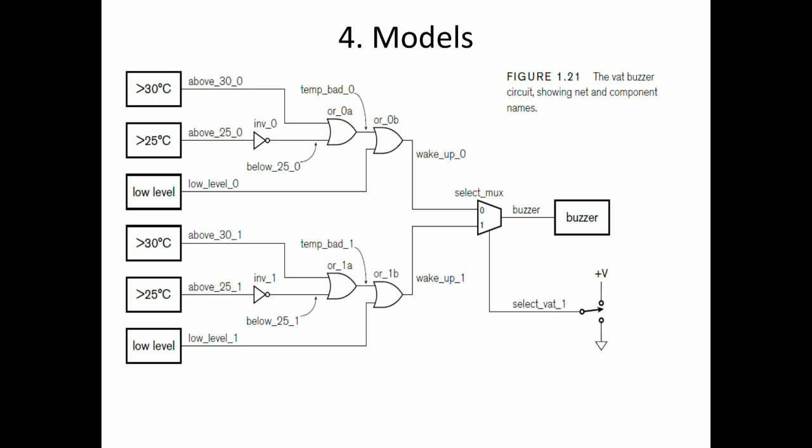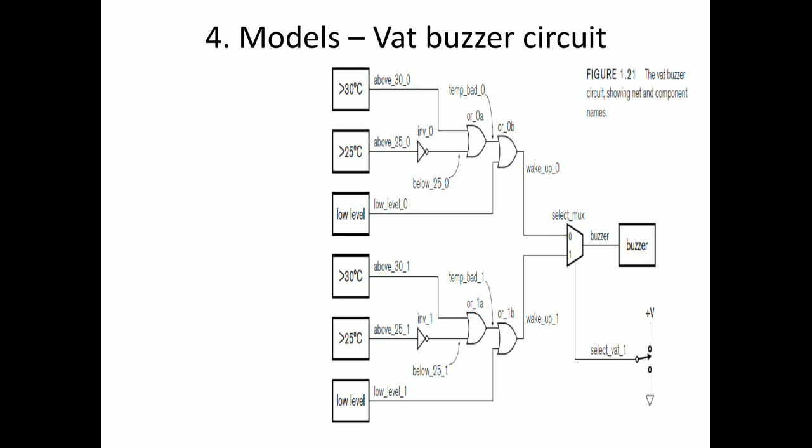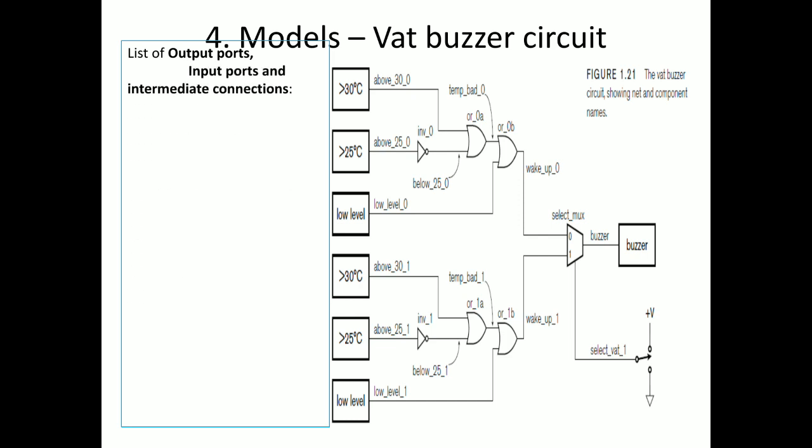We will construct this one. Before that we'll list out the number of output ports, number of input ports, and intermediate connections. These are the input ports. Select input ports. This is the output port. What you are seeing, temp_bad_0 and wake up 0, are intermediary, because they are coming inside. Below 25.0 is also an intermediary signal.